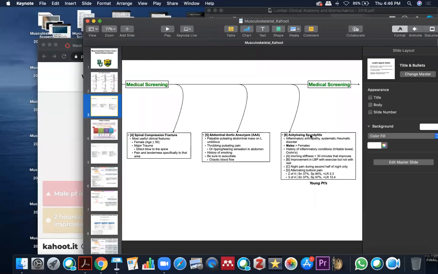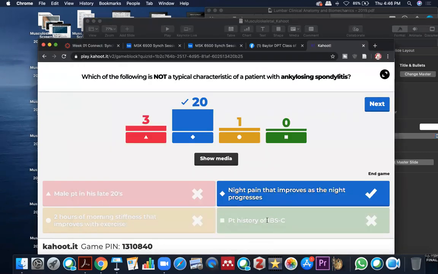The itis, this is the way I remember it, itis in the name tells you it's inflammatory. So you're looking at people with a history of inflammatory conditions. So in this, IBS, irritable bowel syndrome, that's an example of an inflammatory condition. The other one he mentioned was Crohn's disease. So if they have a history of that, that would be something that would be more characteristic. So that's not the answer because it's not typical. It wasn't in the PowerPoint slide, but he did mention it verbally.